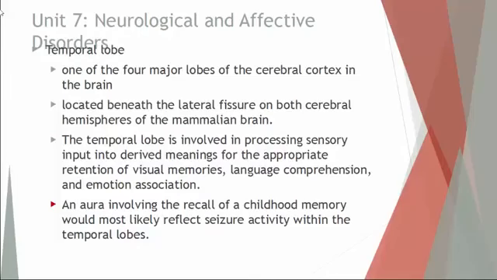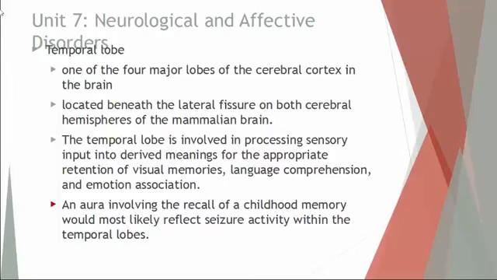Of course, it is one of the 4 major lobes of the cerebral cortex, along with the frontal lobe, parietal lobe, and occipital lobes. And you'll find the temporal lobes just beneath a structure called the lateral fissure on both hemispheres of the normal mammalian brain. The temporal lobe is involved with processing sensory input into deriving meanings from the appropriate retention of visual memories, language comprehension, and emotional association.